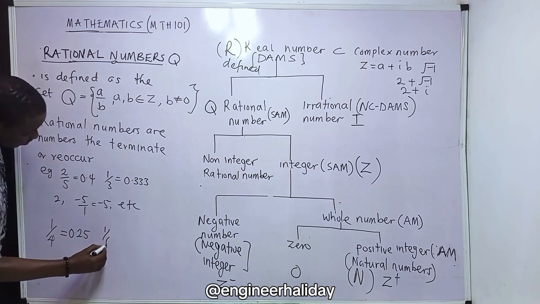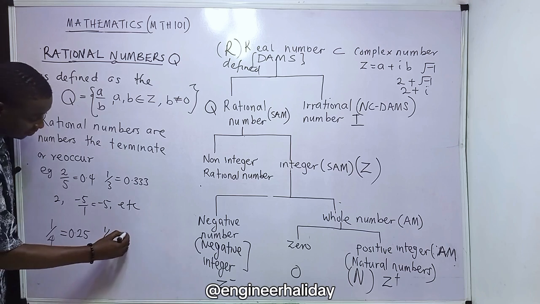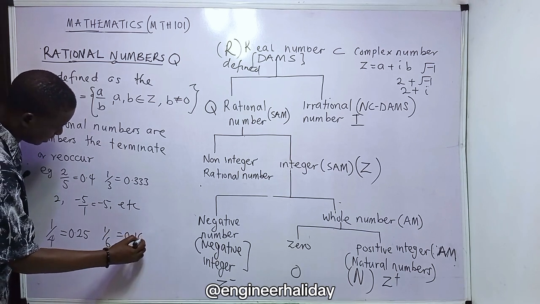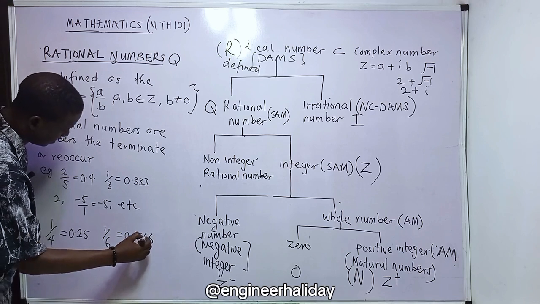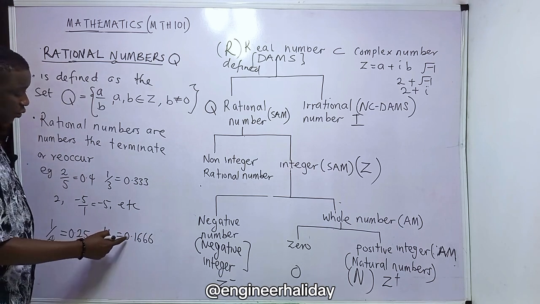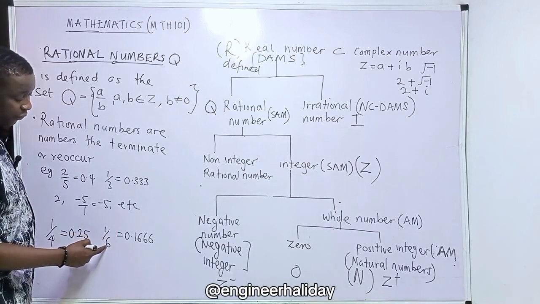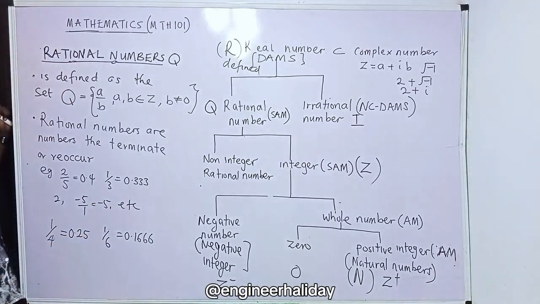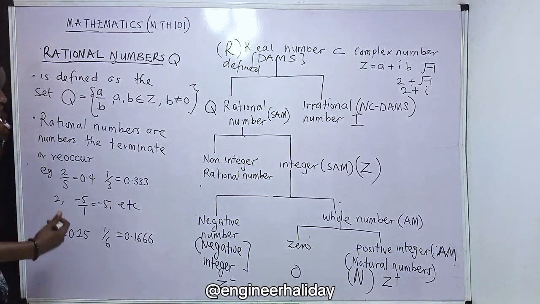But if I have 1 over 6, for instance, it's about 0.1666, like that, because if you divide, you have 0, then 10, then 40, then you have 6. It will be recurring. You know these are examples of that. What about the square root of 2? The square root of 2 is an irrational number, so you cannot have it as rational.